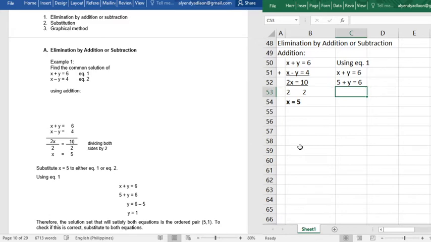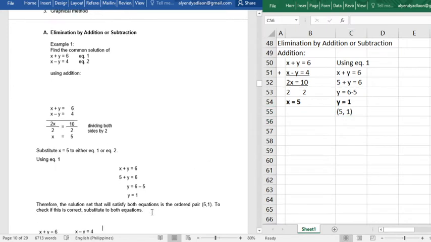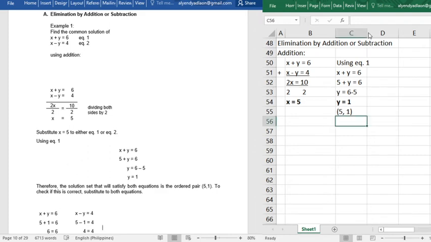equals 6. So y equals 6 minus 5. So we have y equals 1. Alright, so therefore, class, if x is 5, y is 1. Now, class, how about if we use the second equation to check? Whichever of the equations you use, you will still get the same answer. Okay, let us use the second equation.